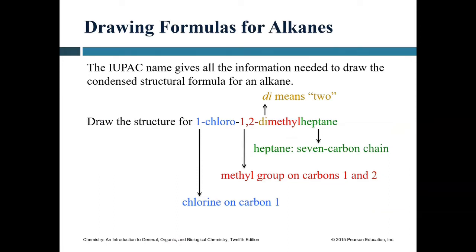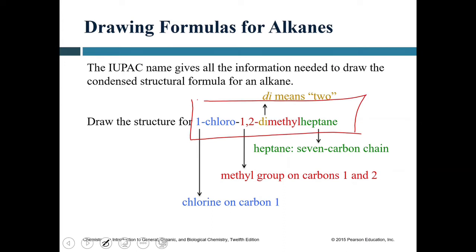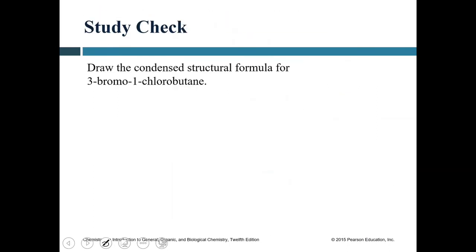So just like we can name the alkane based on the formula, we can draw the formula based on the name. So for instance, we have the name 1-chloro-1,2-dimethylheptane. Heptane means that there are 7 carbons in the biggest chain. Methyl groups are located on carbons 1 and 2, and there's a chlorine on carbon 1.